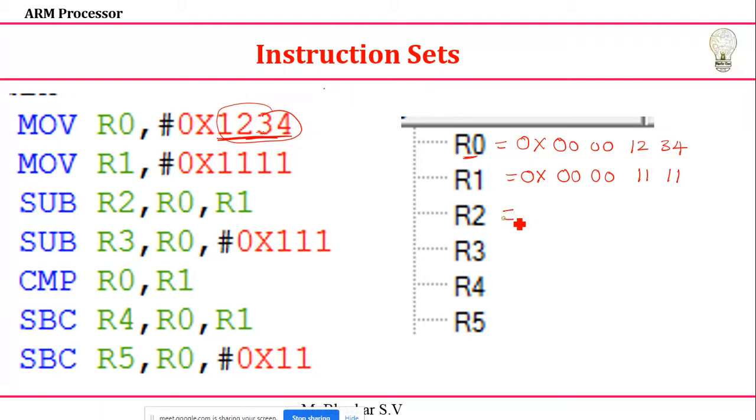Next R2 value. R2 is nothing but R0 minus R1. You are doing only subtraction, SUB, so directly you subtract the values: 4 minus 1, 3 minus 1, 2 minus 1, 1 minus 1. What is the result? If you do the subtraction, 1 minus 1, I'll get 0. 2, 1, I'll get 1, 2, 3.